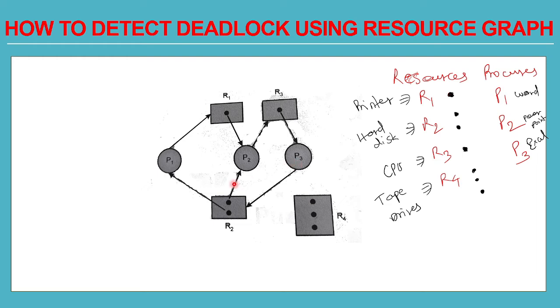So P3 will wait for the hard disk R2. Similarly, P1 will wait for resource R1, the printer, because the printer is taken by P2. Similarly, P2 will wait for resource R3, the CPU, because it is taken by P3. So all are waiting for each other's resources to get released. See, there is a cycle made over here. See the arrow direction.